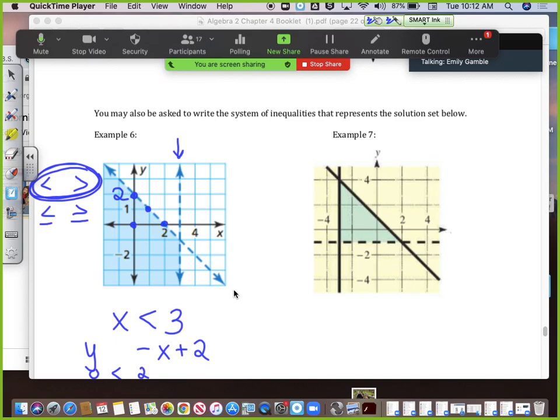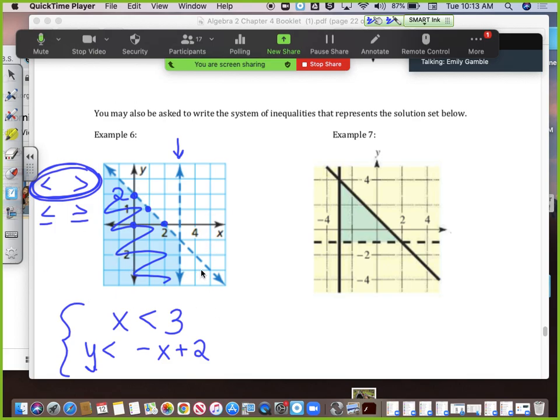So that would help me figure out that, okay, if the shading is down here, (0, 0) is a part of that shading, so it would have to be a less than symbol. So the inequalities that would represent this system would be x is less than 3 and y is less than negative x plus 2.